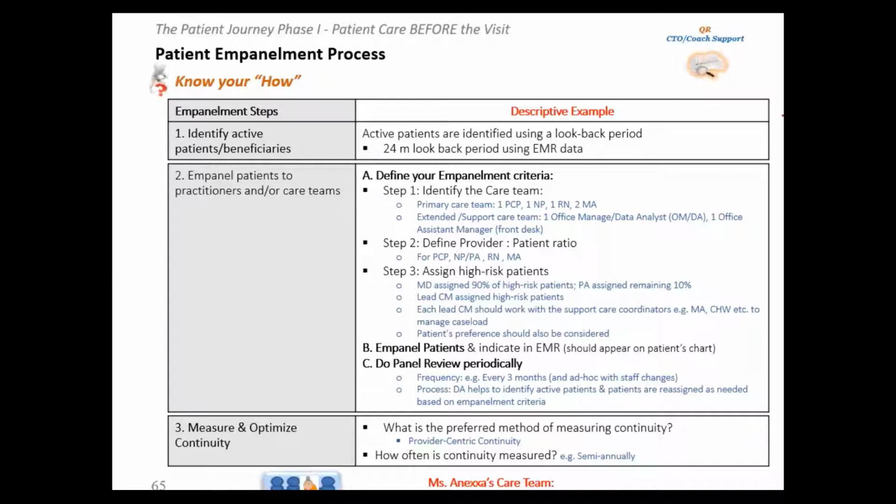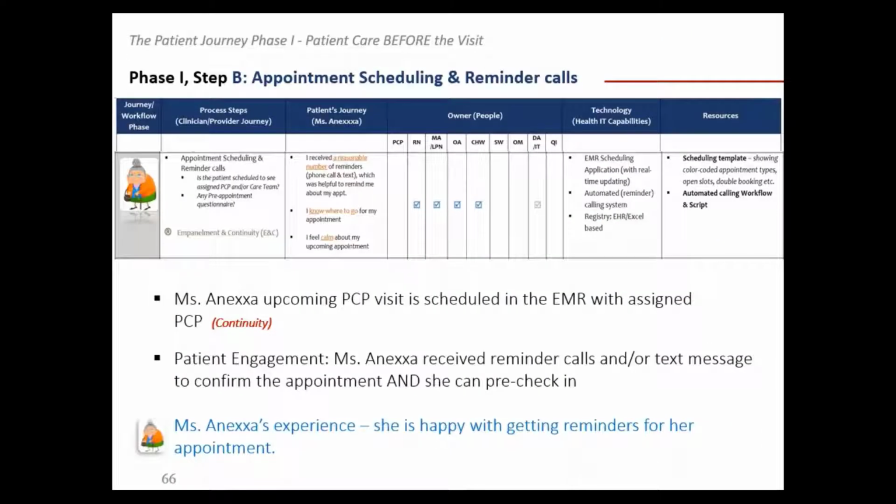The third step in the empanelment process is to measure and optimize continuity, and this is done by determining the preferred method of measuring continuity. So the next is appointment scheduling.